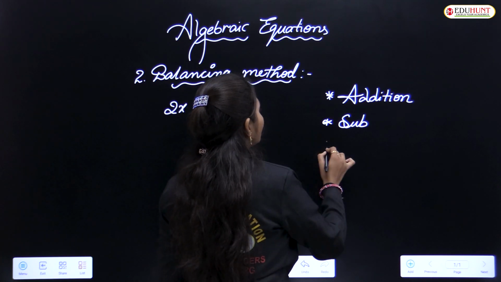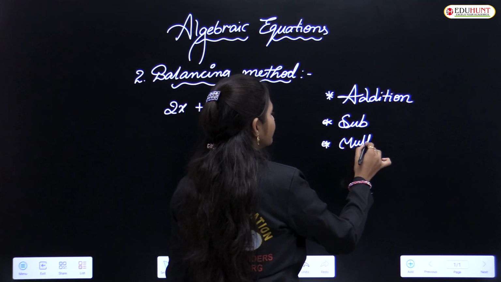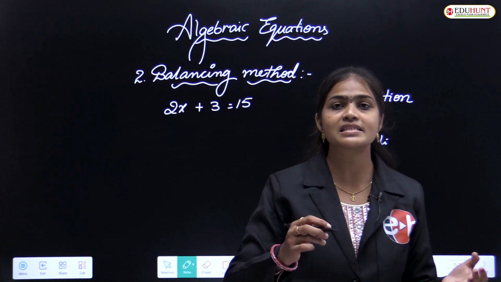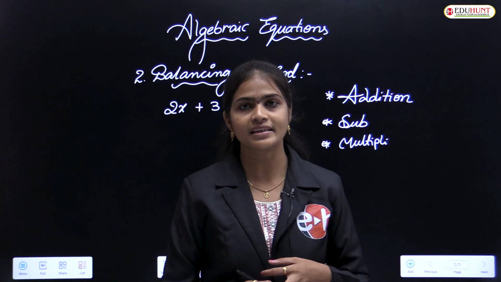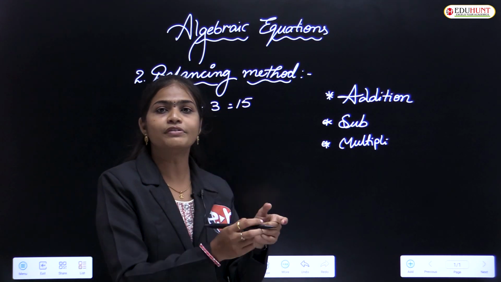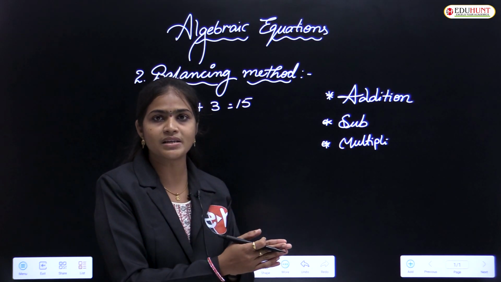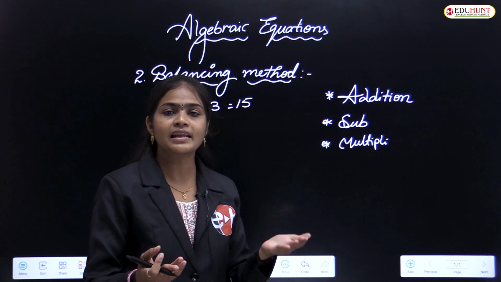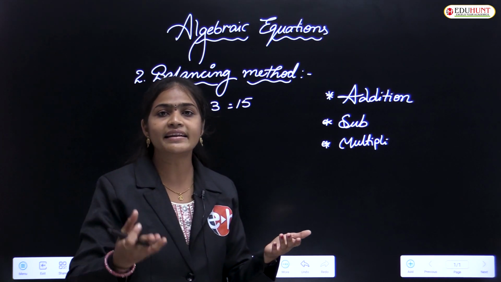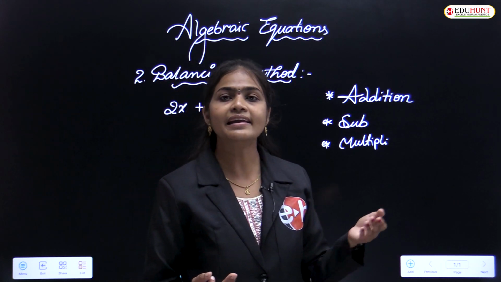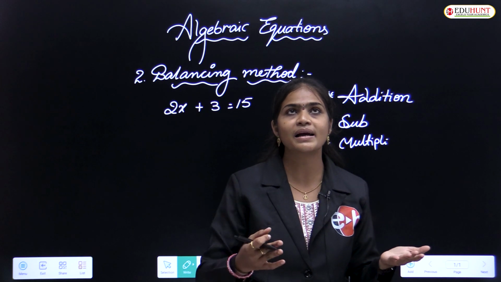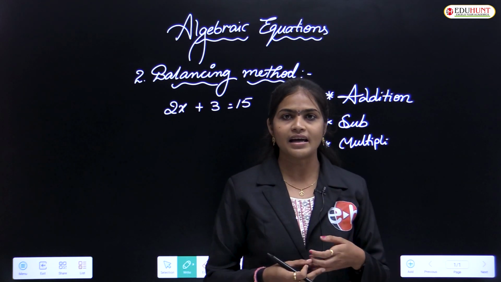Okay, next come to multiplication. In multiplication, by whichever number we multiply the LHS, we have to multiply the RHS by the same number also. So the common thing is the same number. If it is addition, we have to add the same number on both sides of the equation. If subtraction, we have to subtract the same number from the LHS and the RHS. In the same way for multiplication, by whichever number we multiply the LHS, we multiply the RHS by the same number.